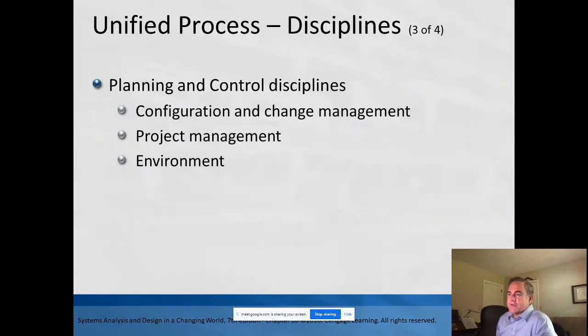For the planning and control disciplines, change management's a big one. Managing people through change in an organization is a very challenging task because people are naturally resistant to change. So doing it in a way that they accept it is something that can be quite a challenge. Project management: does the scheduling go the way I planned it to, and the budgeting and personnel, all of that? And finally, the environment. Is the organization still functioning during this process?